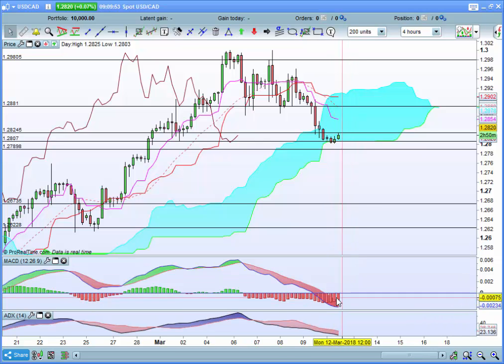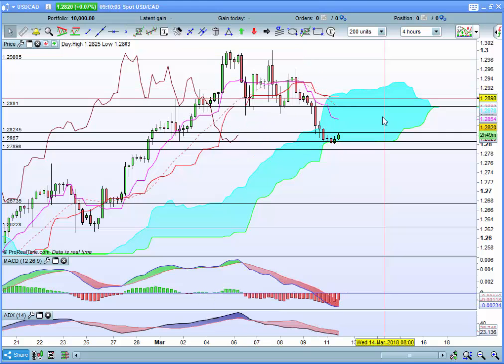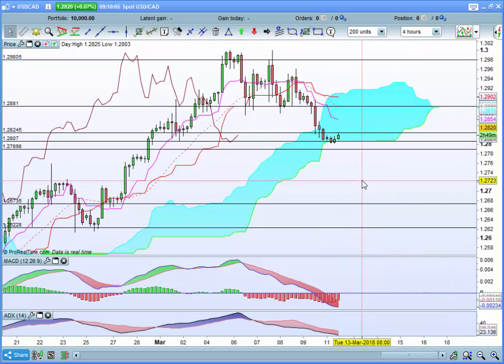Otherwise, one can wait for the MACD buy signal to come in at this cloud chart support level test. And then there's a potential for a rebound back up to the top end of the cloud. So watching very closely to see if the US dollar CAD will rebound from the 4-hour Ichimoku cloud chart support zone.